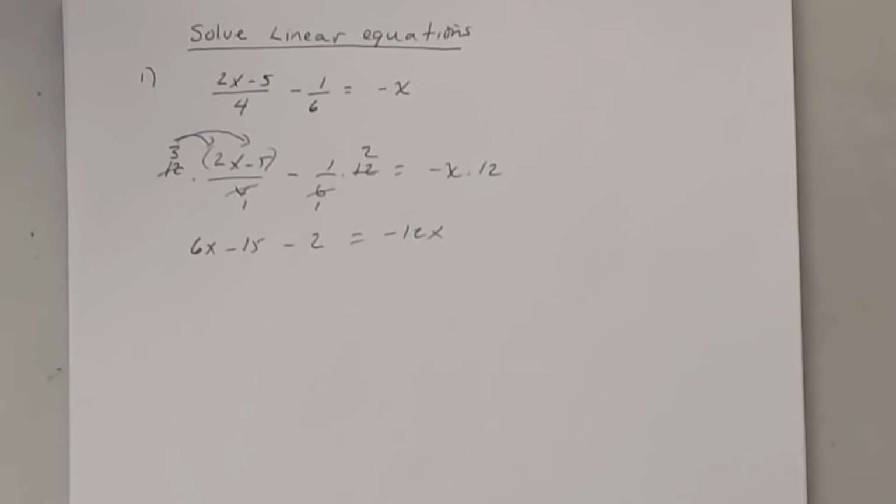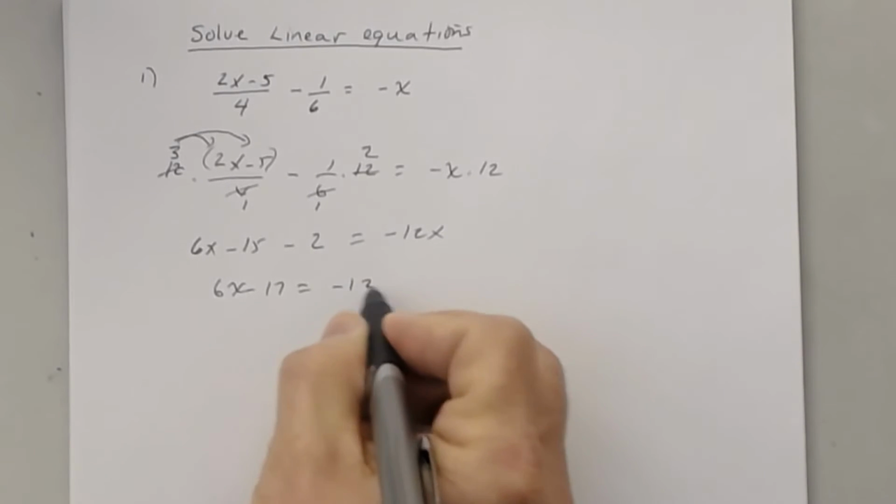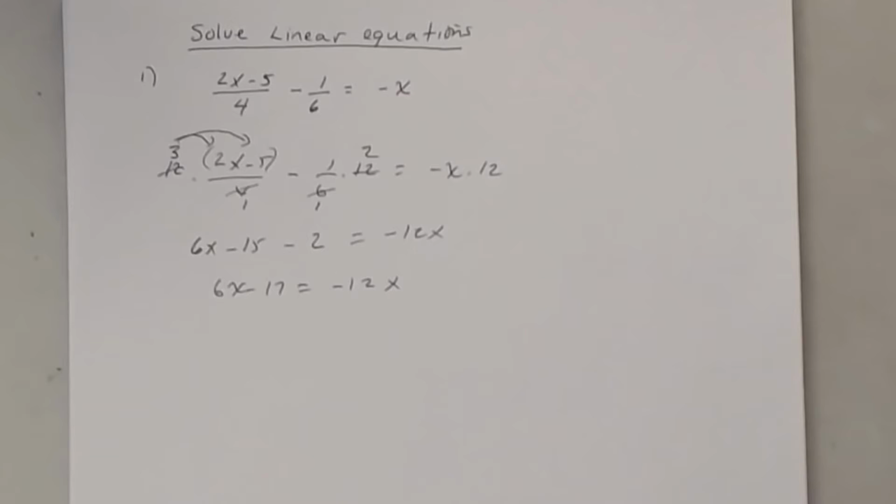Okay. Then what was the next thing you're going to do? So this was on your first test, at which you will have something like this. What's the next thing you're going to do? Combine like terms. What do you get? 6x minus 17. Negative 15 and negative 2 is a negative 17. So you get 6x minus 17 equal negative 12x. All right, so that's where we're at. Now, what's the best way to go from here?